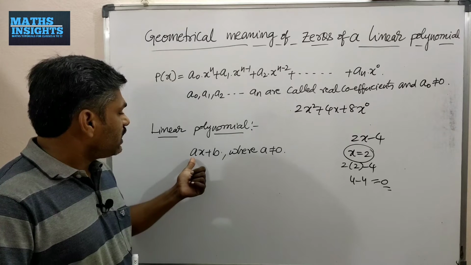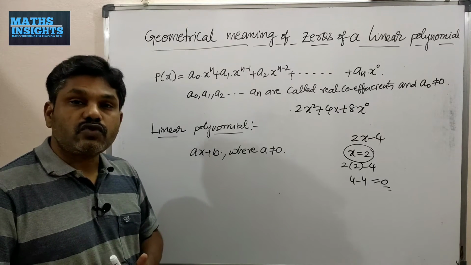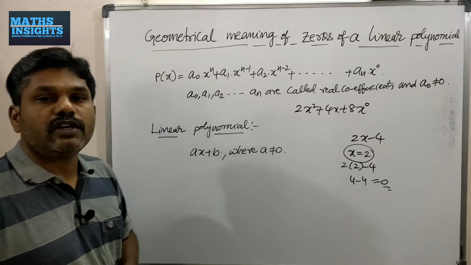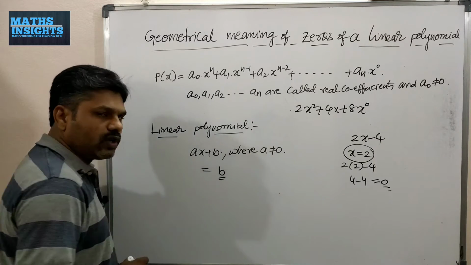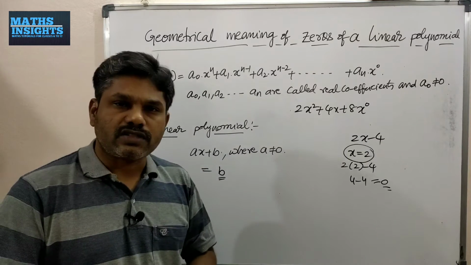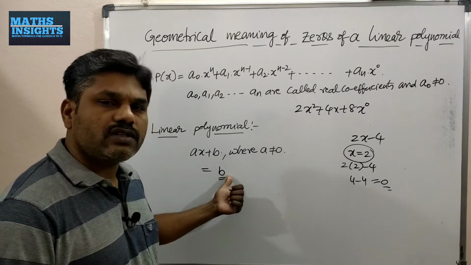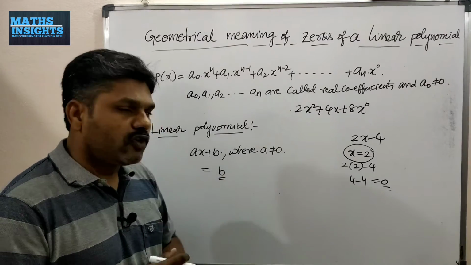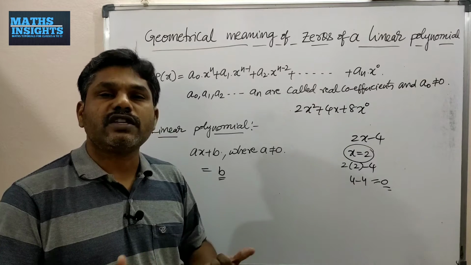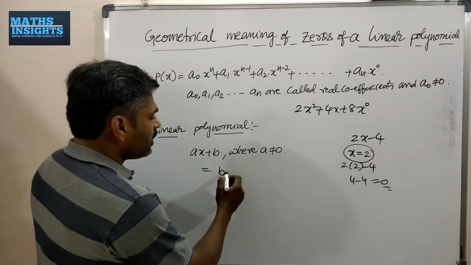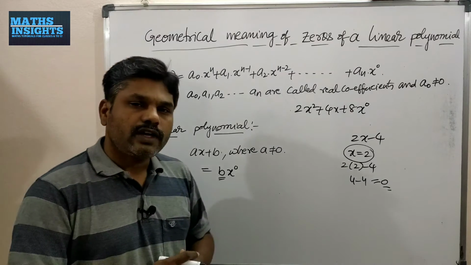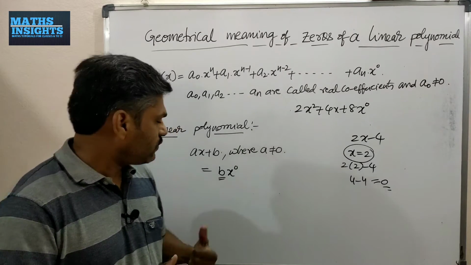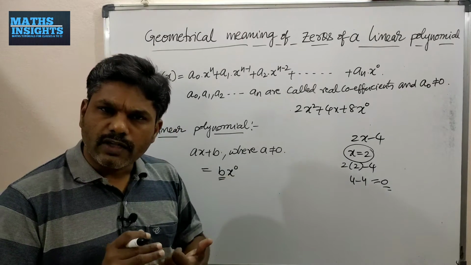Here also a should not be equal to 0. If it becomes 0, then you will have b only. b is nothing but a constant. Then this is not said to be a linear polynomial. It is said to be a constant polynomial. You may have x like this, b into x power 0. x power 0 value is 1. Therefore, that will become only b.